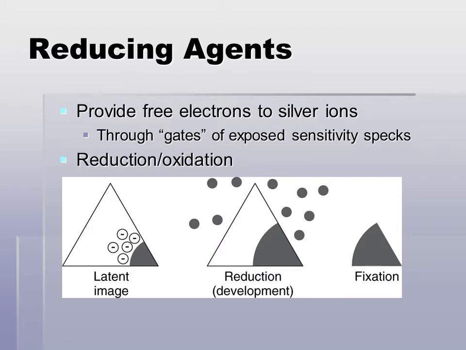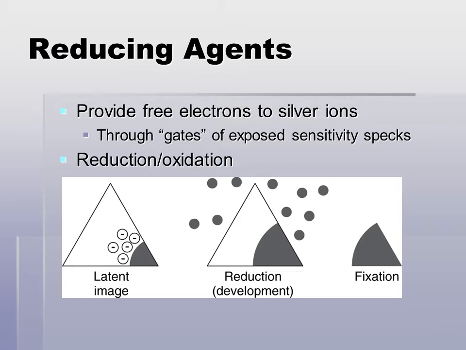Reducing agents provide free electrons to silver ions through gates of exposed sensitivity specs. With the reduction and oxidation process, the reducing agent, oxidized, gives up an electron, changing silver back to black metallic silver. This is a positive action. Sensitivity specs: only negative electrons, such as bromide and iodine, are exposed film. A large gate when more silver ions are deposited at the spec, which means a faster reduction of the internal silver atoms.